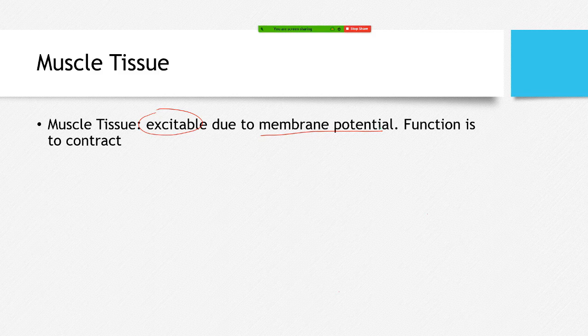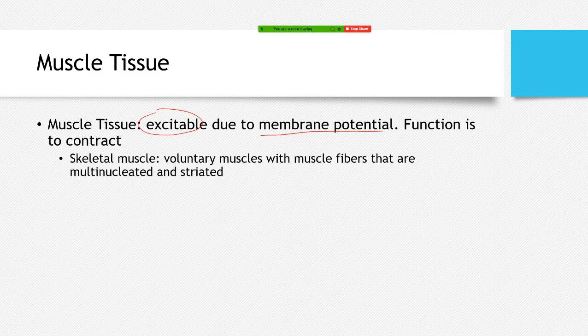Okay. So its function is to contract. There's 3 types. We have skeletal muscle, like the name implies, skeletal because these are the muscles that attach to the skeleton. And these are going to be voluntary muscles. Voluntary is when we're consciously controlling these. So we could voluntarily control these muscles. If I tell you to flex your biceps brachii, then you're able to flex it. So this is something that we have control over.